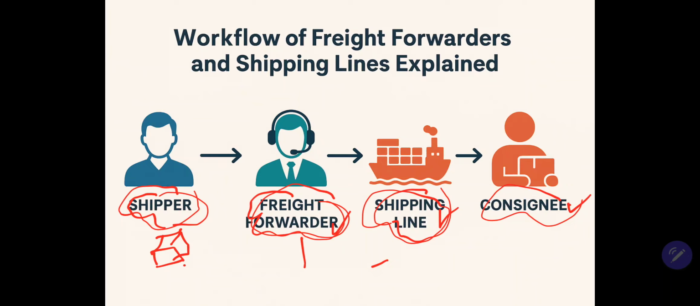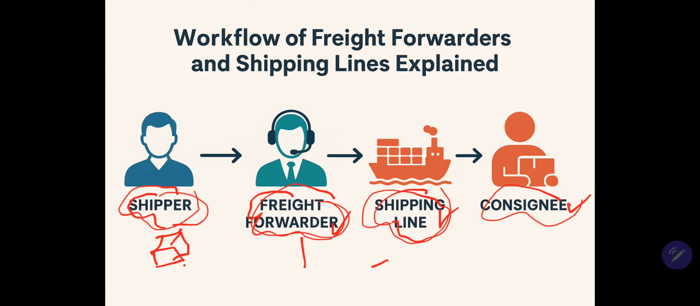Next, go to consignee, the last one of this process. The consignee is the receiver of the goods at the destination country, typically the importer or buyer. Once the shipment arrives, the consignee handles customs clearance and takes delivery of the cargo. Okay, I hope you understand the workflow of freight forwarders, starting from shipper until the consignee.